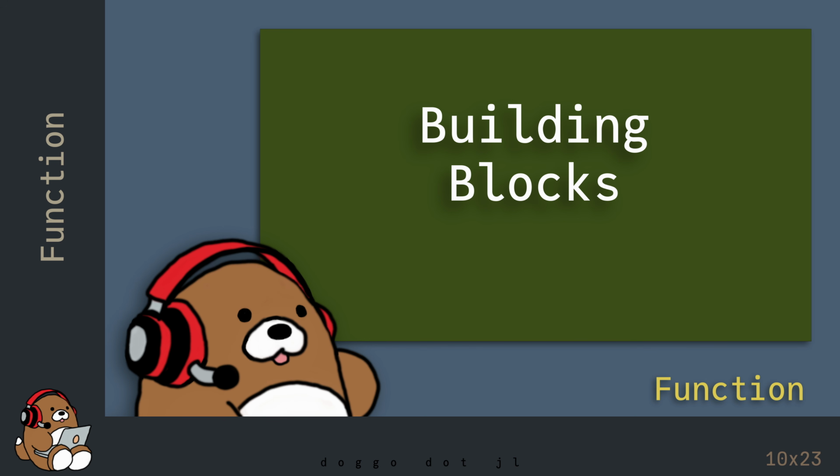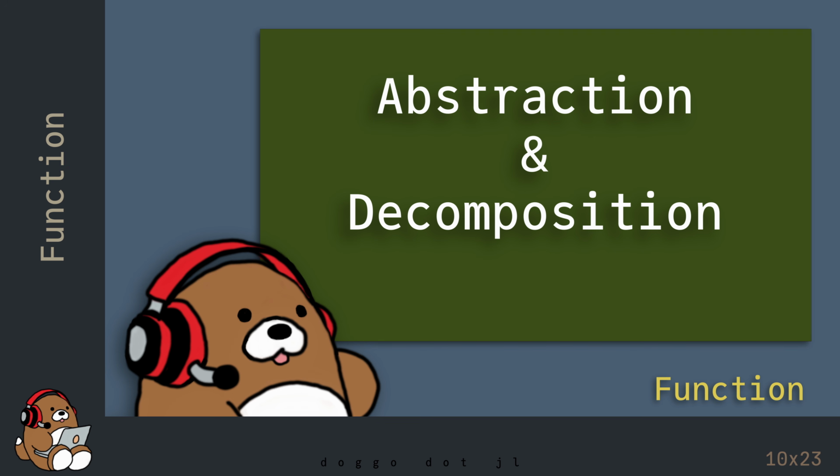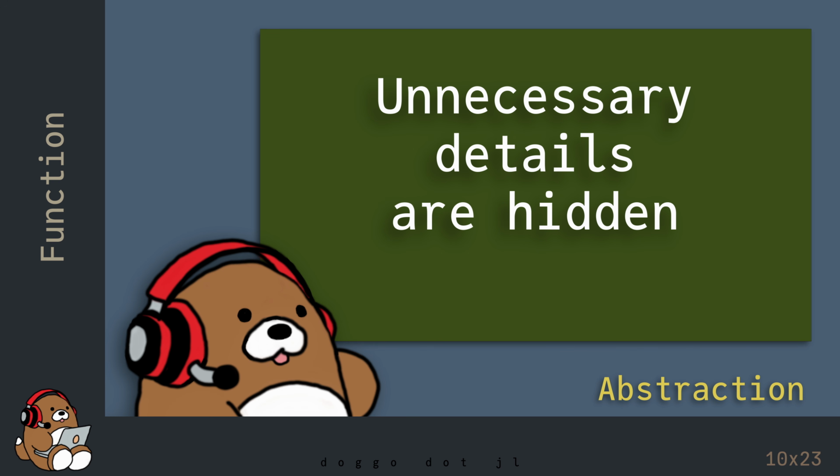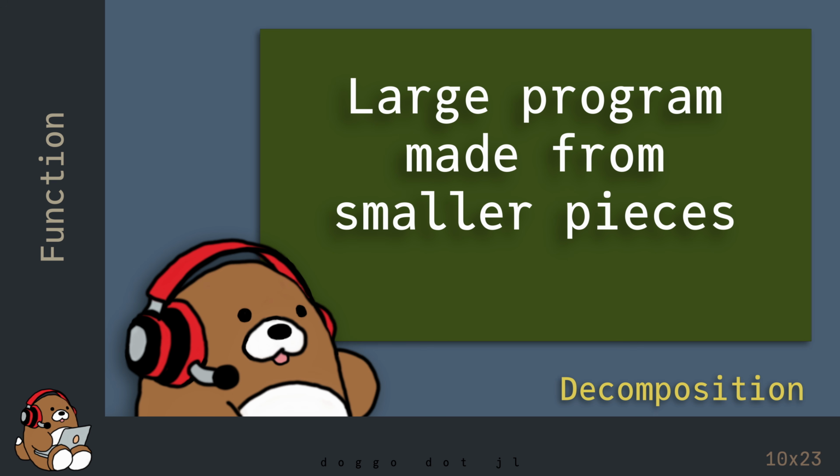Functions are the principal building blocks of programs because they allow the programmer to take advantage of the concepts of abstraction and decomposition. Abstraction means that the user of the function doesn't need to know how the function works in order to use it. And decomposition means that the programmer can break up a large program into a collection of smaller functions, making software easier to write, debug, and maintain.